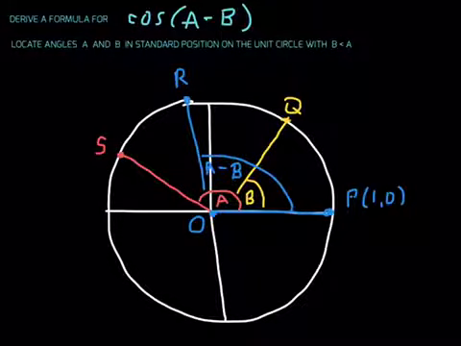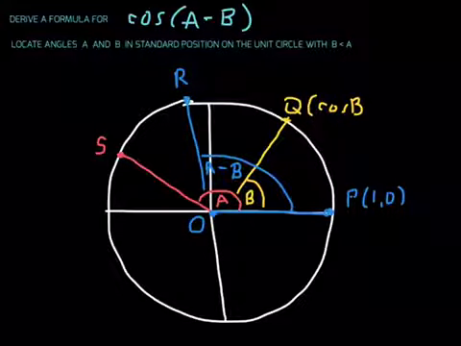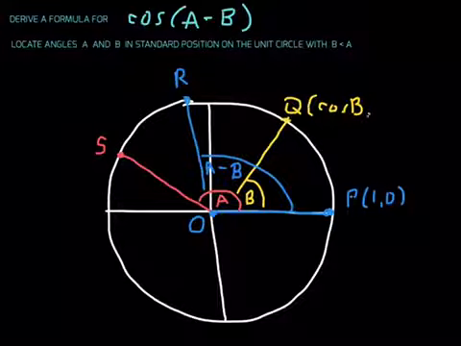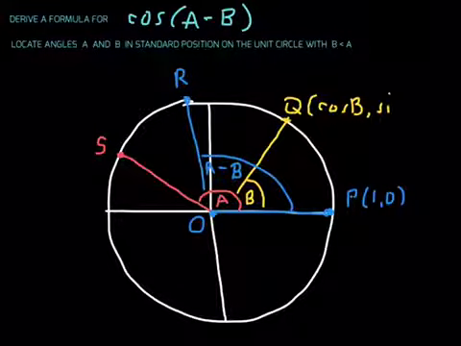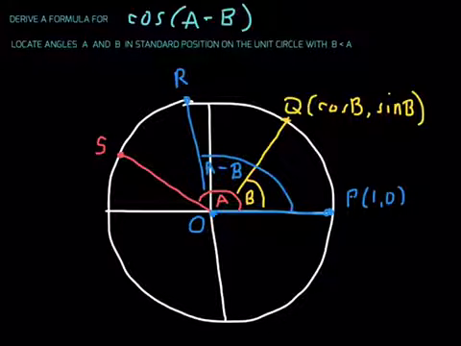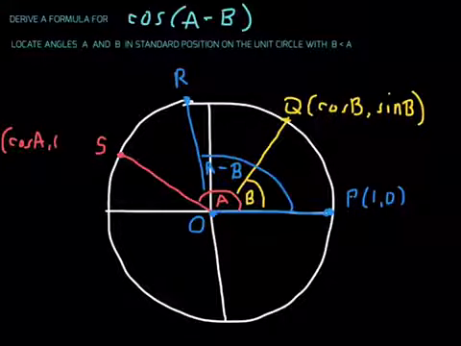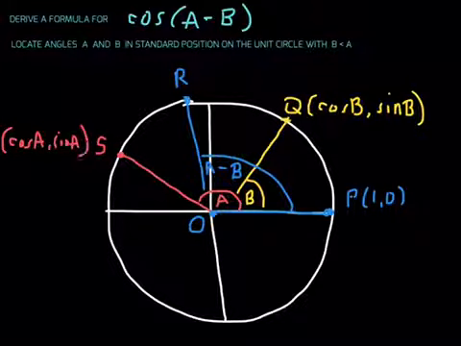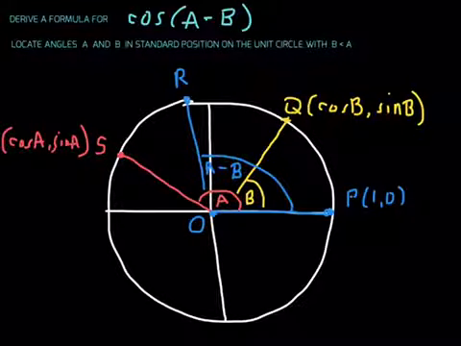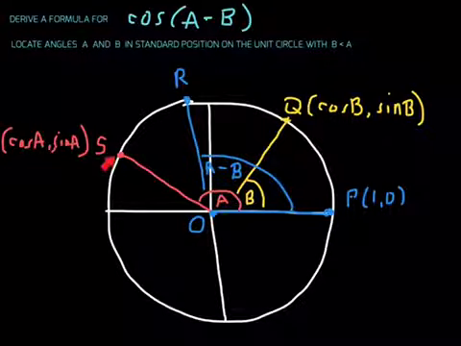Now, because point Q is on the unit circle, we know that the x-coordinate is cosine of angle B, the cosine of this angle B here, and the y-coordinate is sine of angle B, because, again, this is the unit circle. Similarly, the coordinates for point S are going to be cosine of A, comma, sine of A. We know that because point S lies on the unit circle.